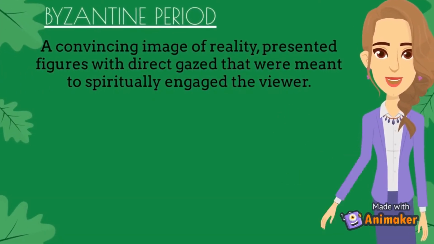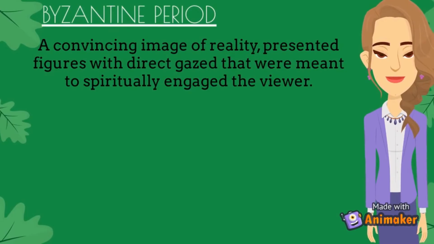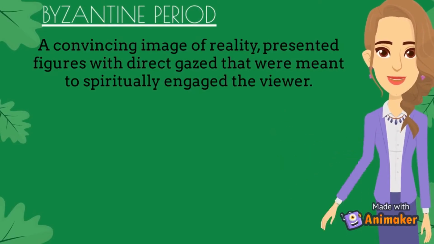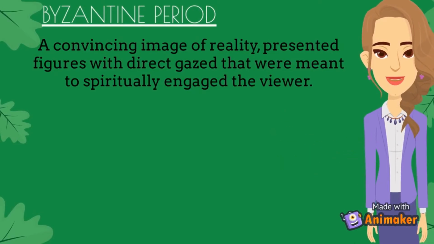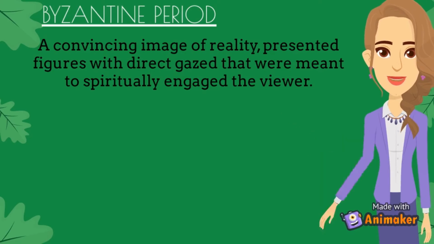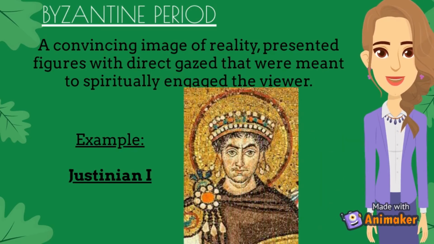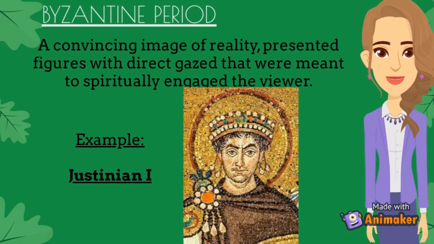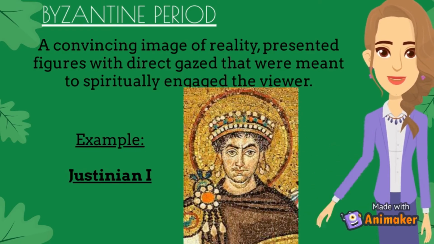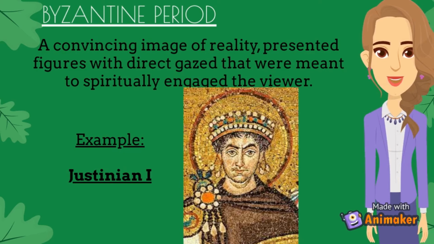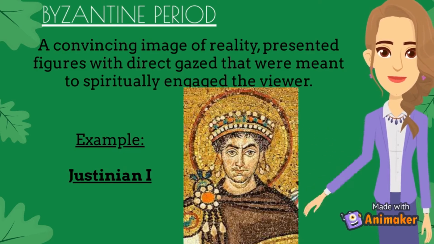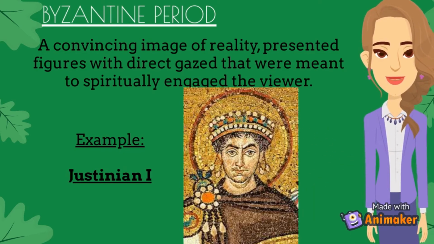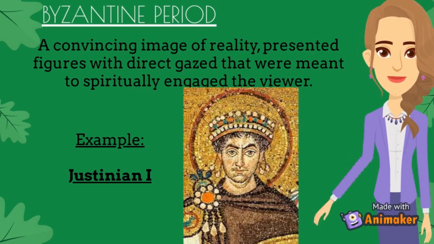Now, let's proceed to the Byzantine period. It characterized a convincing image of reality, presenting figures with a direct gaze that were meant to spiritually engage the viewer. Mosaic is the technique that they used for decorative art or interior decorations. One of these examples is the Justinian I, a detail of a 6th century mosaic at the Church of San Vitale, Ravenna, Italy.